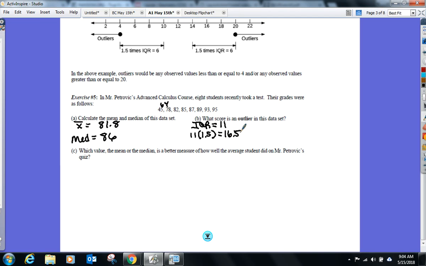Here's what you do with that 16.5. You take quartile 1 and subtract that 16.5. You take quartile 3 and add it to that 16.5. So how many scores are below that number? How many scores are above it? So find your quartile 1 and quartile 3 again. Subtract and add 16.5.